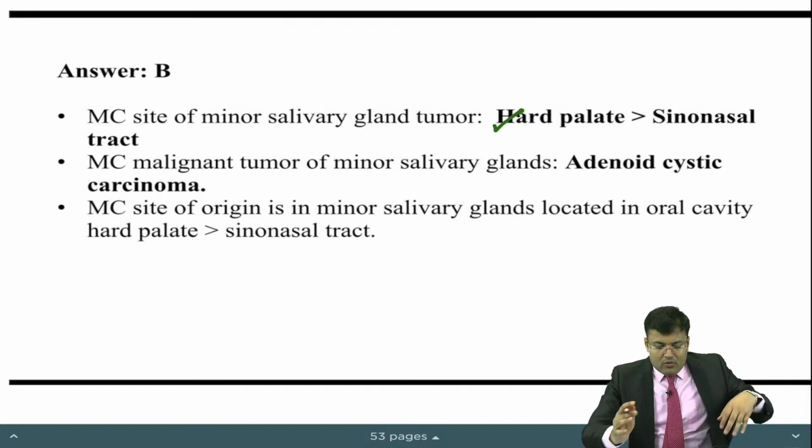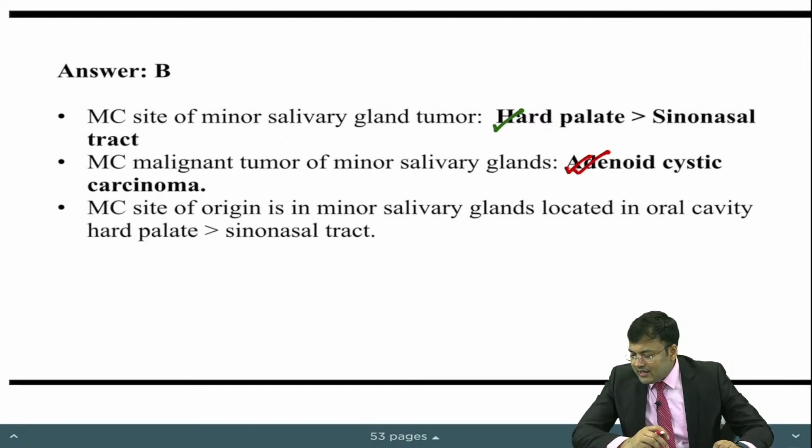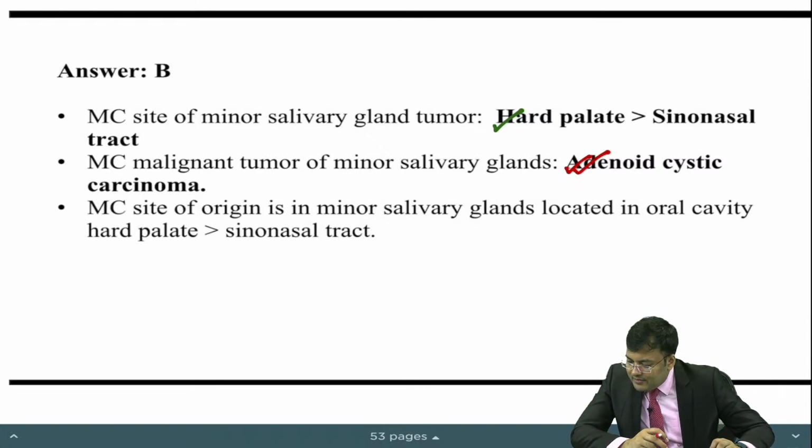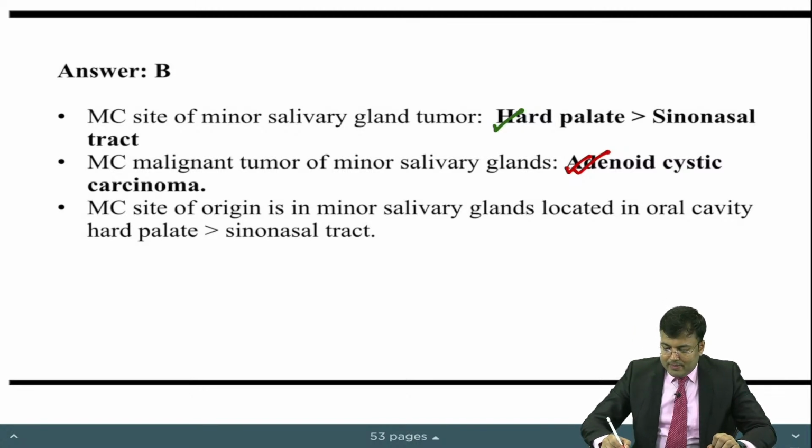And we discussed what is the most common malignant tumor of minor salivary gland, that is adenoid cystic carcinoma. Prabhas, Arvind, you are correct. Very good, you are correct. Okay, so it is palate.